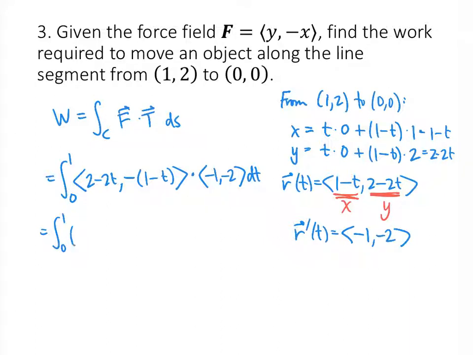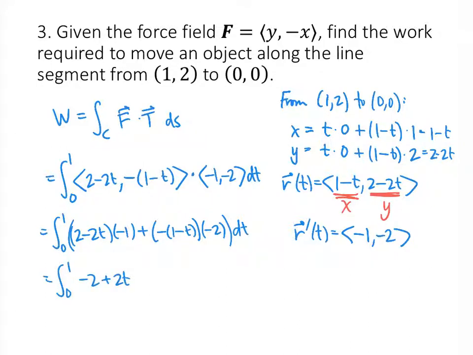Then we integrate with respect to t. We need to work out this dot product, so we get 2 minus 2t times negative 1 plus negative 1 minus t times negative 2. That's going to be negative 2 plus 2t plus 2 minus 2t. And that just works out to be 0. So the integral from 0 to 1 of 0 is just 0.